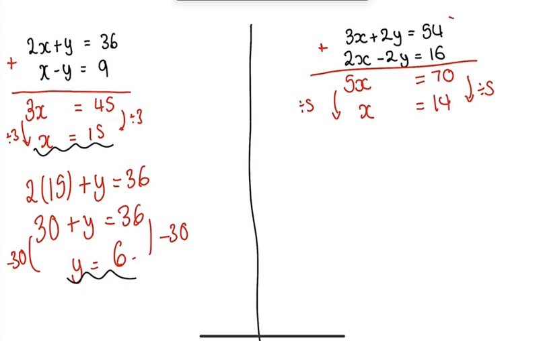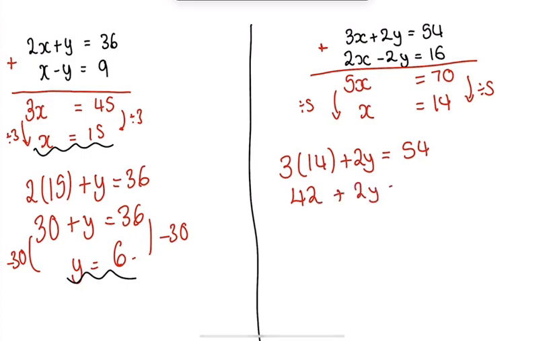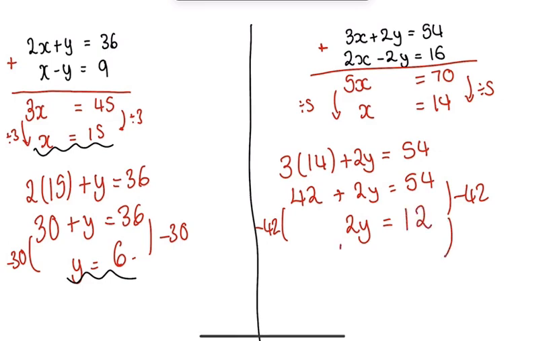And we're not done there yet, we need to find y. So we're going to substitute my x value into my first equation. So I've got 3 lots of 14 plus 2y equals 54. 3 lots of 14 is just 42. And now I can go ahead and solve this. I'm going to get rid of that 42 first, leaving me with 2y equals 12. And then solving for y by dividing both sides by 2, leaves me with y equals 6.